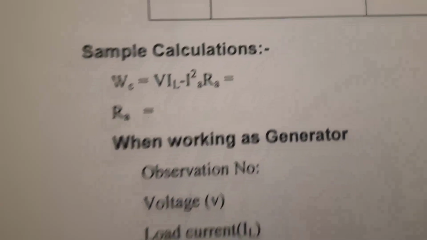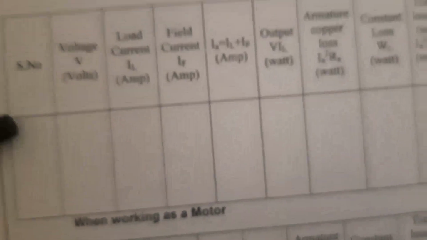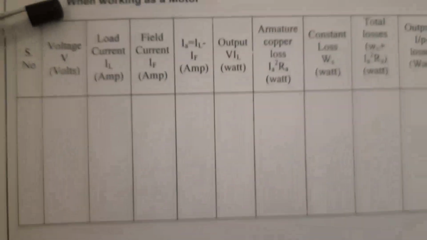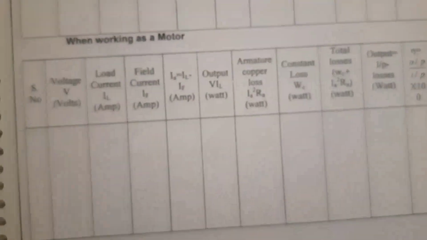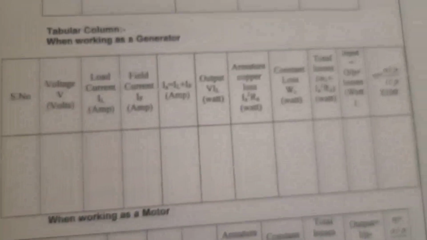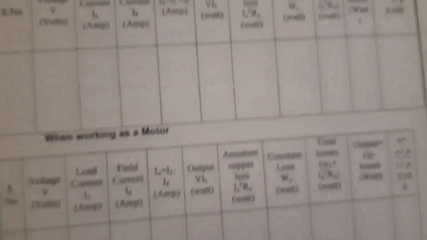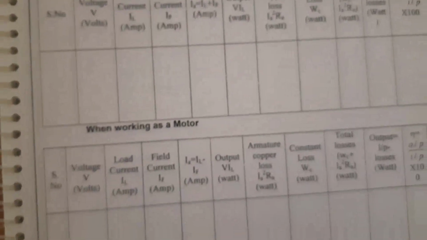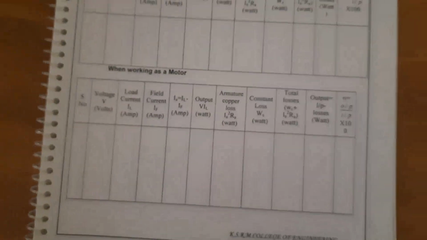Okay. So after getting the constant losses, we need to find out the generator efficiencies at different operating conditions and motor efficiencies at different operating conditions. So when the shunt machine is acting as a motor and when it is acting as a generator, we need to find out the efficiency from no load to full load conditions at different load conditions. So that calculation part we will see in another video. Thank you.